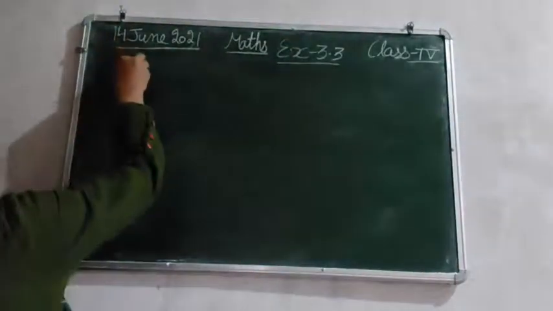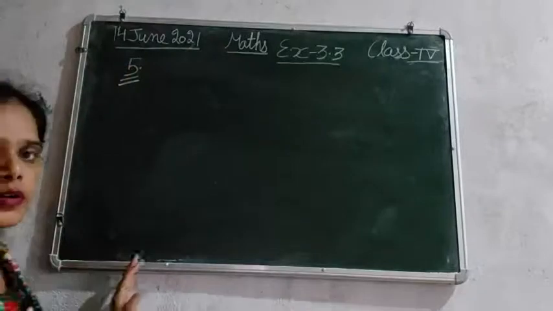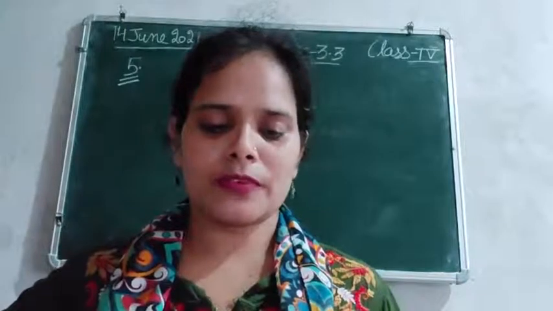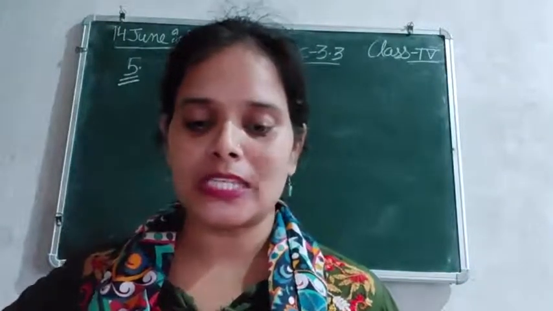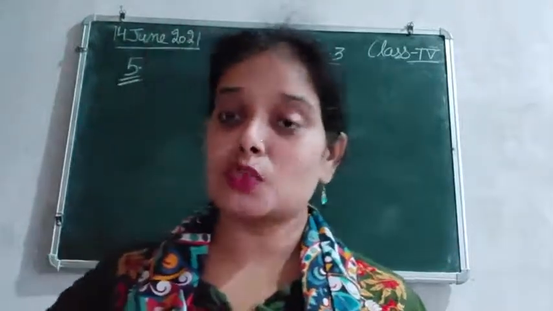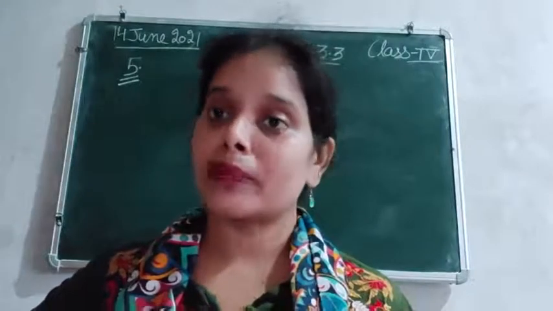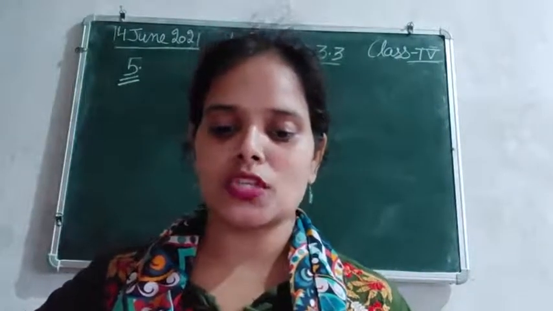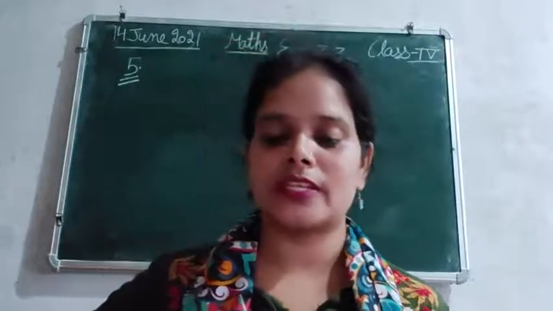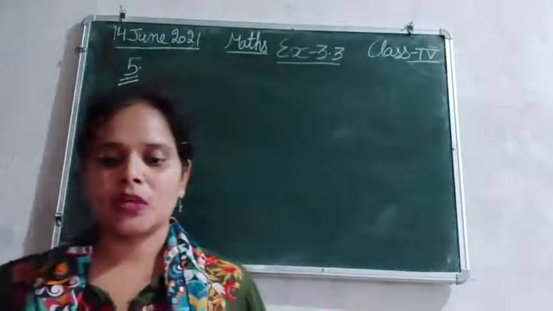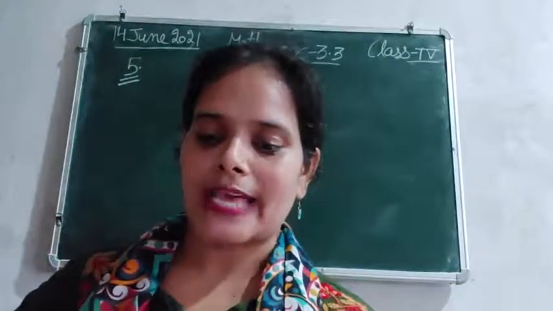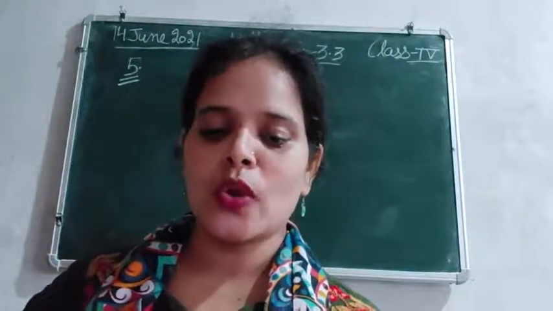The next is question number 5. Okay, so let's see what is given in question number 5. Abhay spent rupees 2310 on shoes and rupees 1872 on books. Estimate the total cost he has to pay.